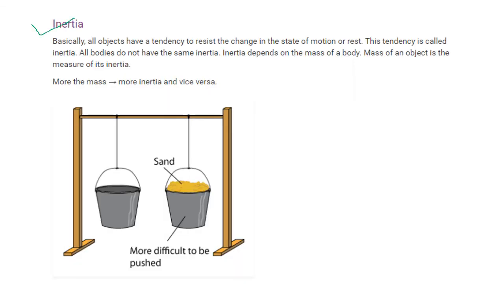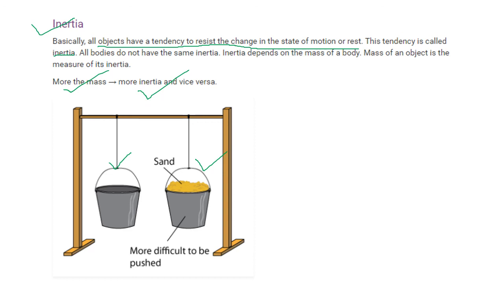So inertia also, you can see how we can correlate inertia and mass. More mass means more inertia. All objects have the tendency to resist change in the state of motion or rest. Every object has a different amount of tendency to resist the change. For example, this bucket will have a different tendency to stop the change than this bucket, and this tendency is called inertia.